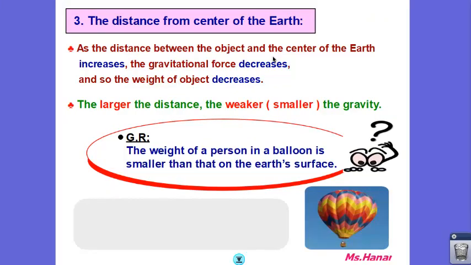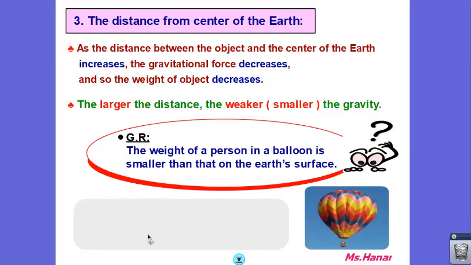Now the third factor, which affects the object's weight, the distance from the center of the Earth. As the distance between the object and the center of the Earth increases, the gravitational force which attracts the body toward the center decreases, so weight of the object will decrease. Or in other words, the larger the distance, the smaller the gravity. Give reason, the weight of a person in a balloon is smaller than that on the Earth's surface.